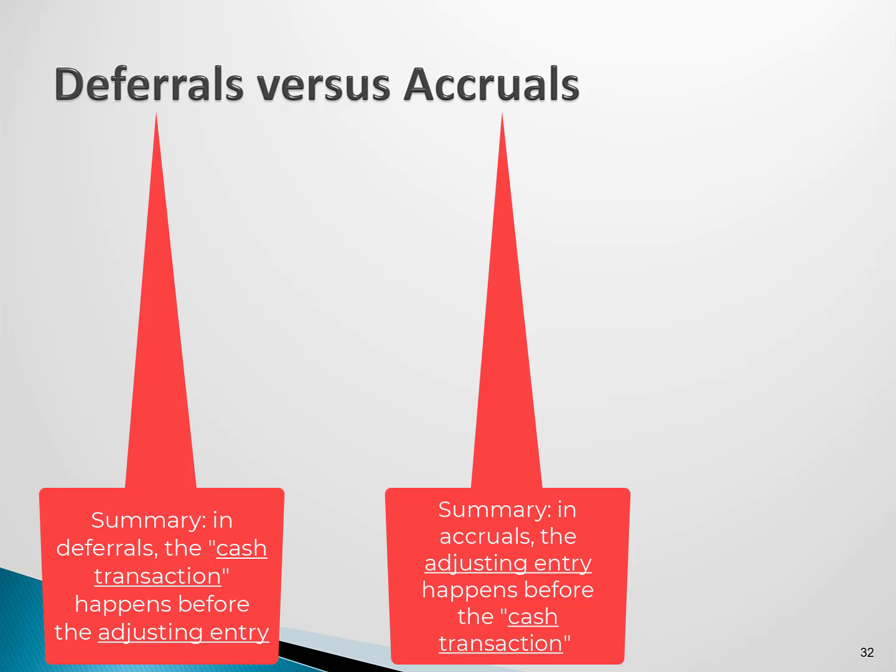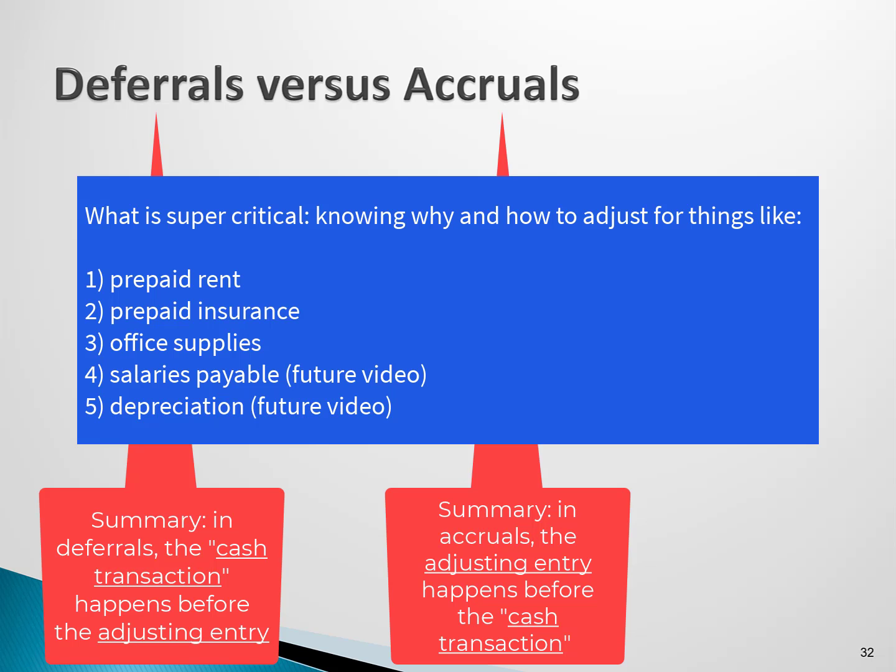What is critical about this chapter is that you understand why we do adjustments like prepaid rent and office supplies. So let's discuss the difference between deferrals and accruals.